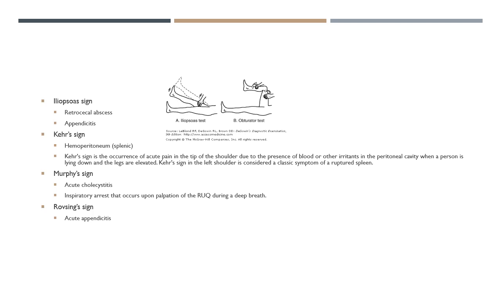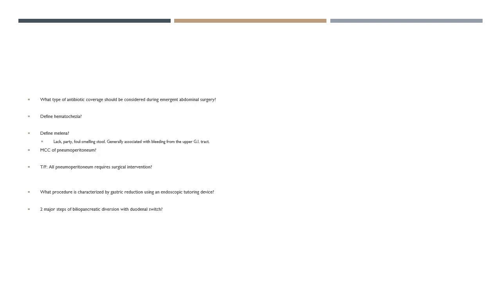Next, you have Rovsing sign. Rovsing sign, as you know, is associated with acute appendicitis, and this is going to be referred pain to the right lower quadrant with palpation of the left lower quadrant. What type of antibiotic coverage should be considered during emergent abdominal surgery? You're going to want to cover gram-negative enteric organisms as well as anaerobes. So gram-negative enterics as well as anaerobes.